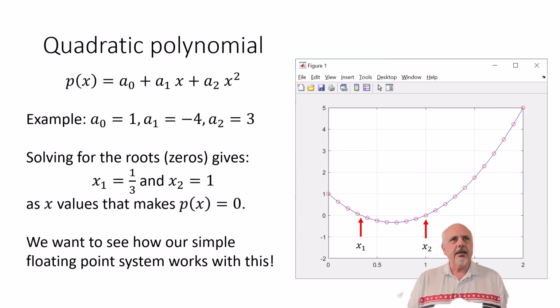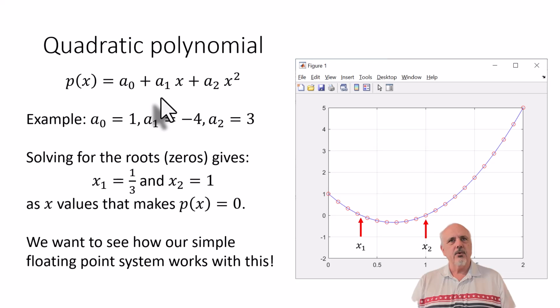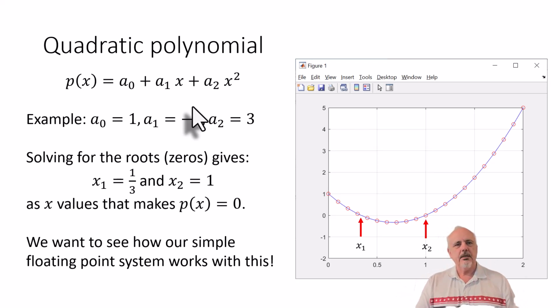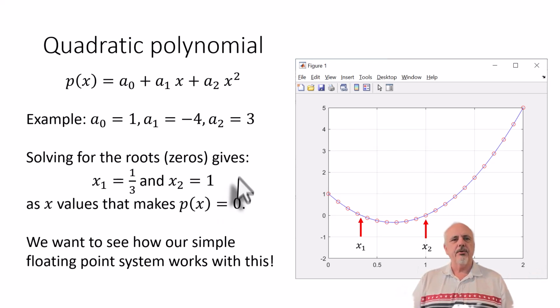Okay, I want to take a look at my quadratic polynomial that I promised you. The example I'm going to look at has a constant coefficient of 1, a linear coefficient of -4, and a quadratic coefficient of +3. So if you go through and use the normal quadratic solution here, you'll find that the real zeros or roots are 1/3 and 1. I want to go and see how our polynomial stacks up to compute this.